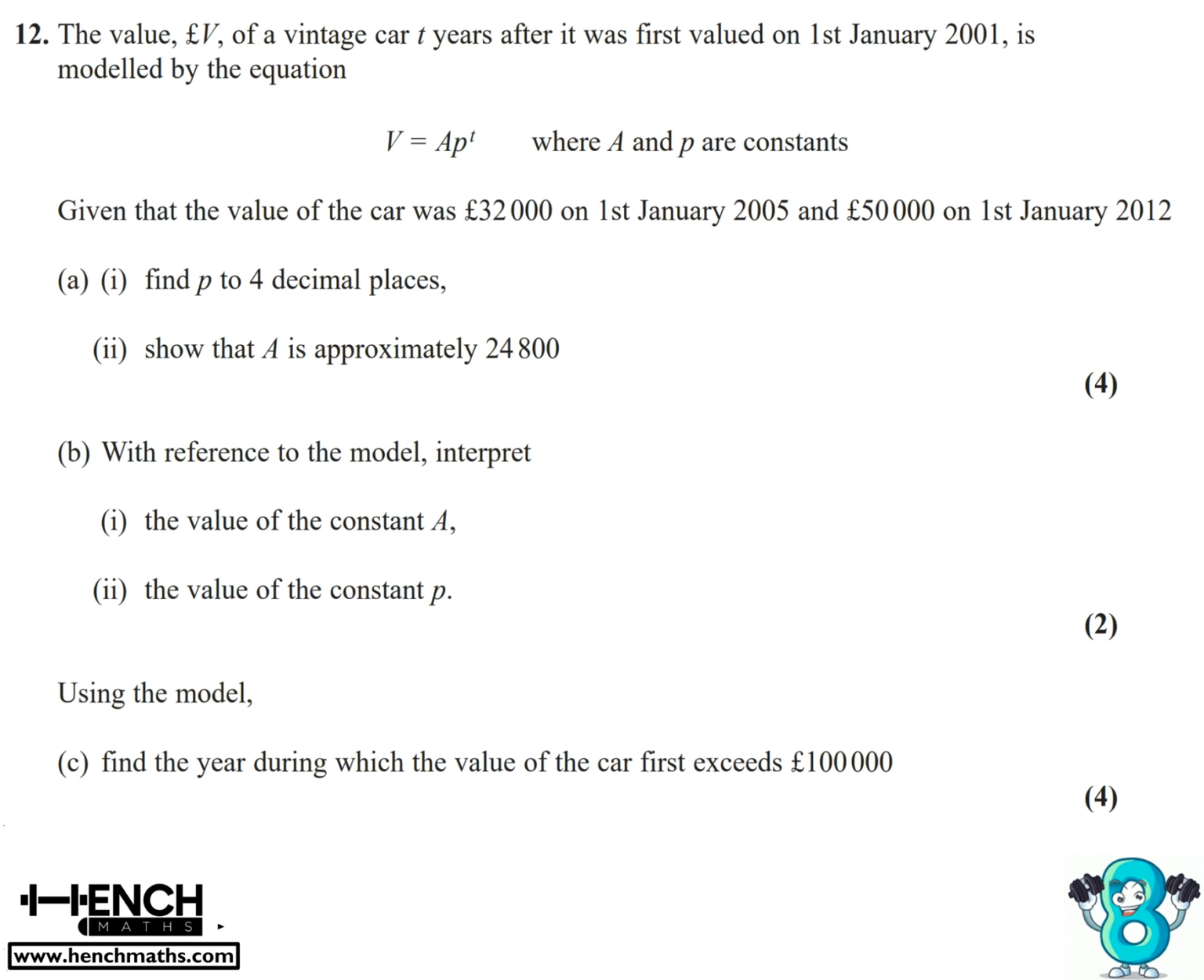Question 12. The value, V pounds, of a vintage car T years after it was first valued on the 1st of January 2001 is modelled by the equation V equals A P to the power of T, where A and P are constants. Given that the value of the car was £32,000 on the 1st of January 2005 and £50,000 on the 1st of January 2012, (a) find P to 4 decimal places, and (ii) in part (a) show that A is approximately 24,800. We then have to interpret the constants, what they mean, and then we have to find out when it exceeds £100,000, which year for the first time.